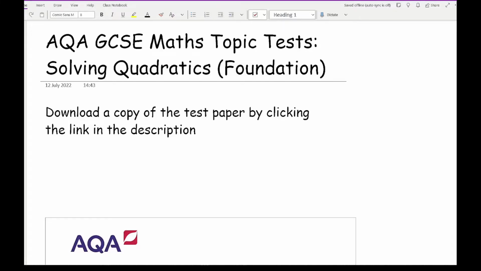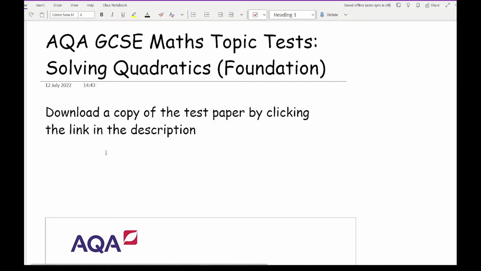Before we get started, it's worth mentioning that there is no indication about whether these questions are designed for a non-calculator or a calculator paper. However, it is quite common for quadratics to appear on both papers, so it's definitely worth revising, even if it does appear on a previous paper.